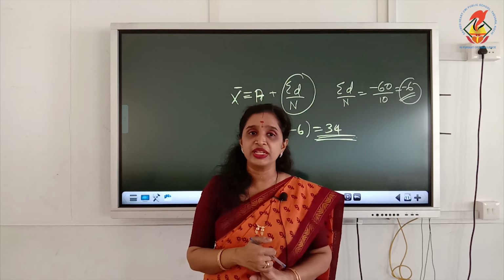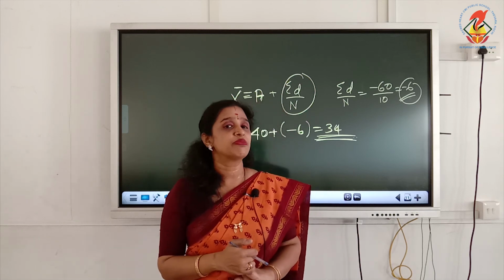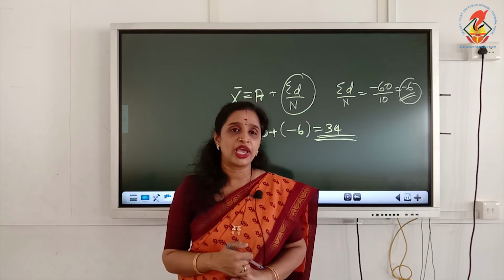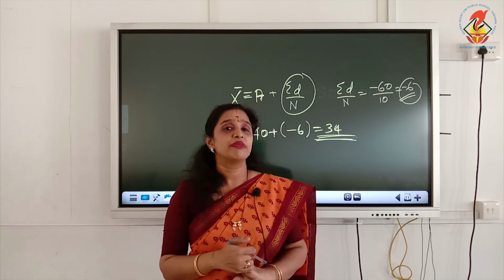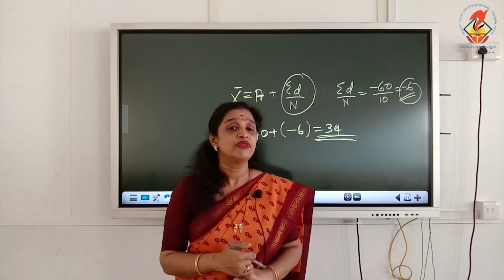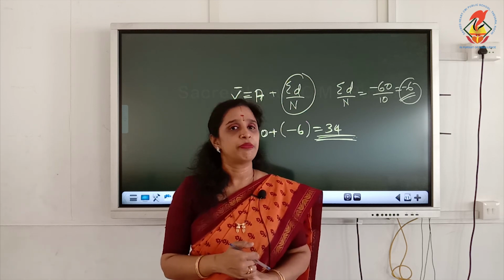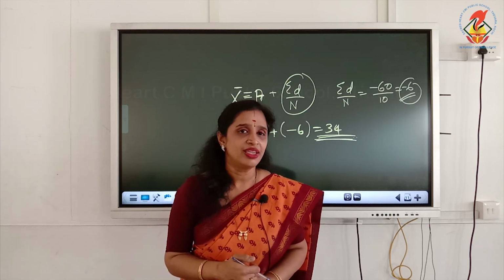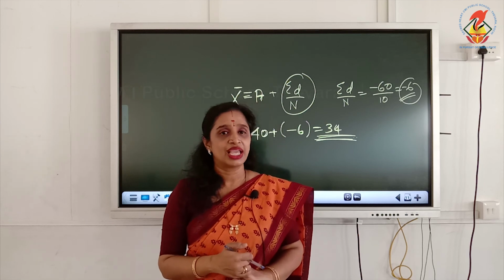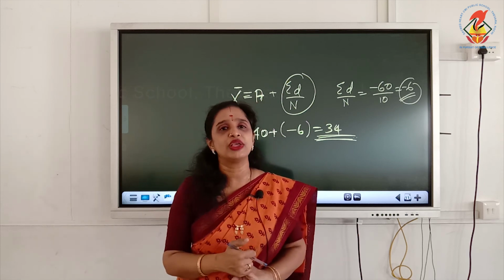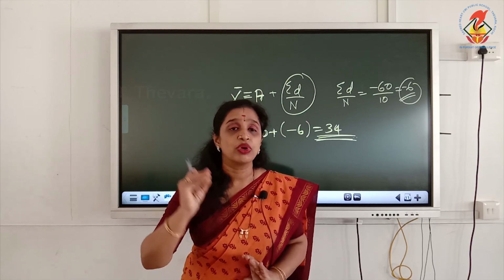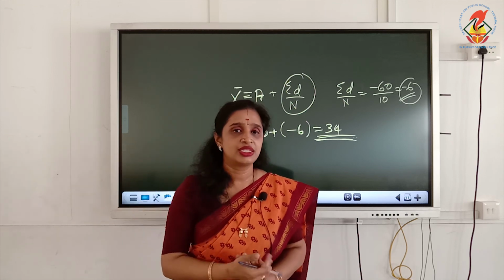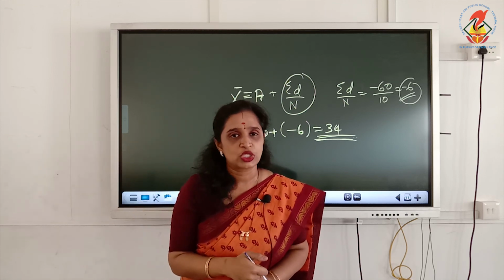Once again I repeat the formulas. For an individual series, the direct method: x bar is equal to sigma x by n, where sigma x is the total of x values and n is the number of observations. The second method is the shortcut method, also known as the assumed mean method. According to that method, x bar is equal to A plus sigma d by n, where n is the number of items, A is the assumed mean from any x values, and sigma d is the total of d. What is d? Deviation. How do you find the deviation? x minus A. Take the difference of all the x values from the assumed mean.